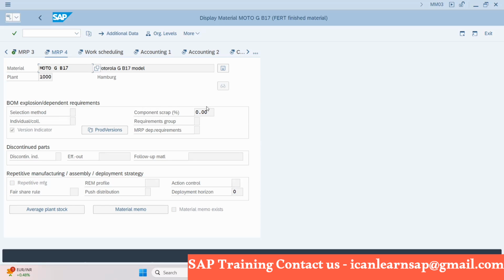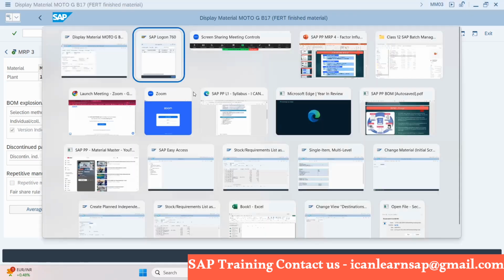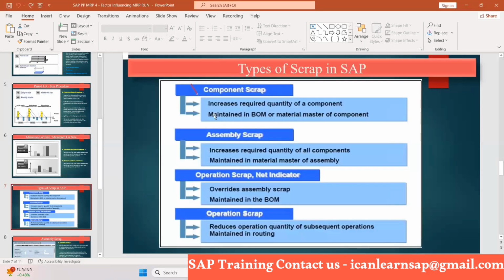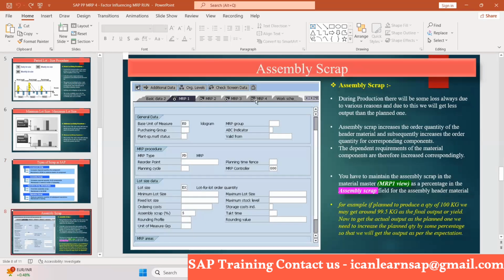Now let us understand what this is and what its impact is, even from a market perspective. Let us understand what component scrap, assembly scrap, and operation scrap are. Let us start with assembly scrap. What is meant by assembly scrap?